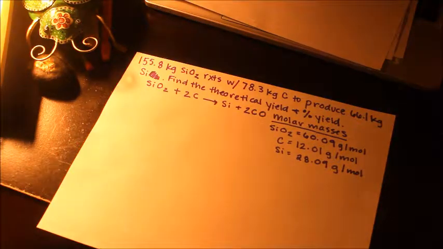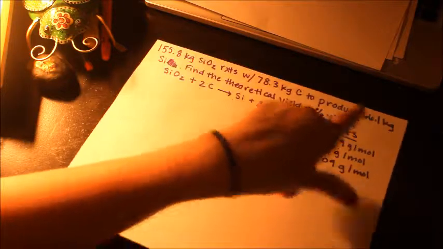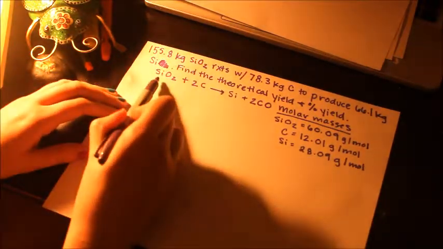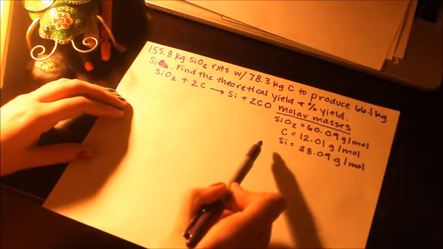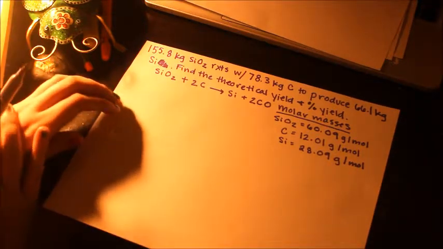155.8 kilograms of silicon oxide reacts with 78.3 kilograms of carbon to produce 66.1 kilograms of silicon. We need to find the theoretical yield and the percent yield. We already have our actual yield here. They give it to us. I wrote down the reaction equation, and we're going to need to know some molar masses for that. So we're going to jump right in.